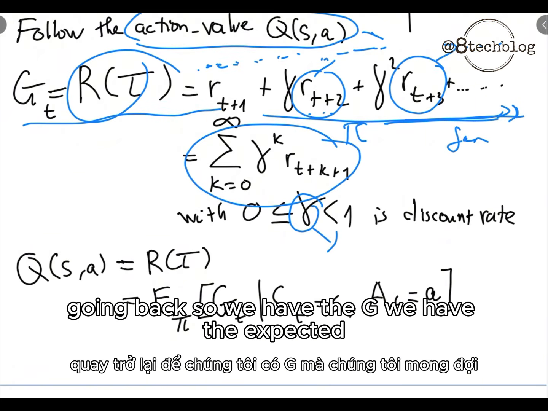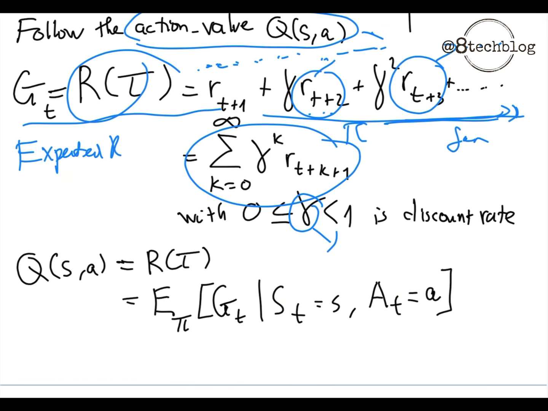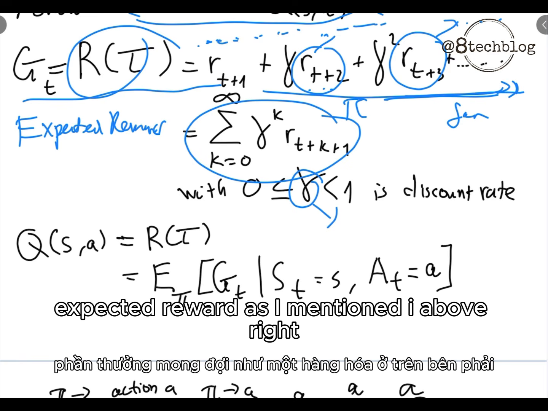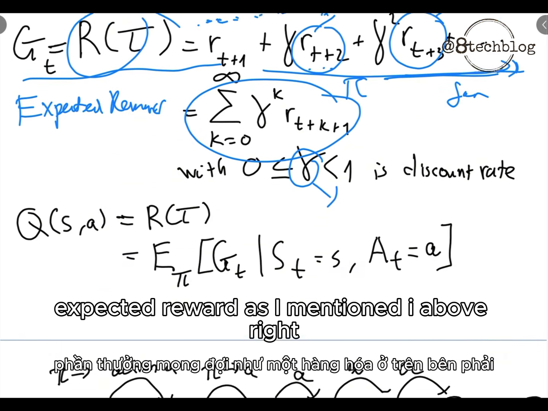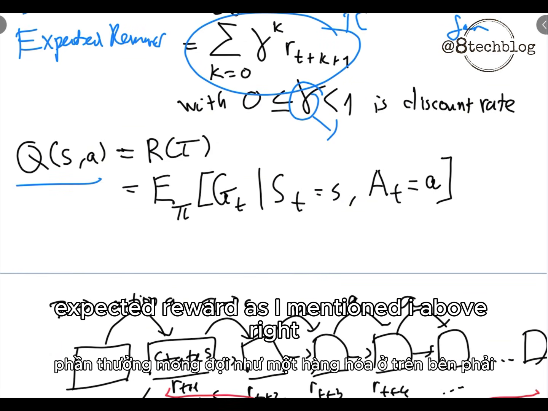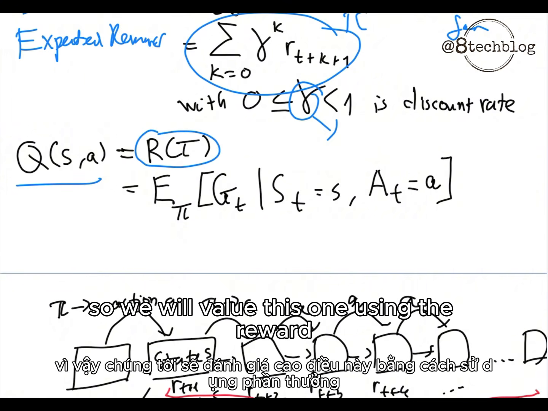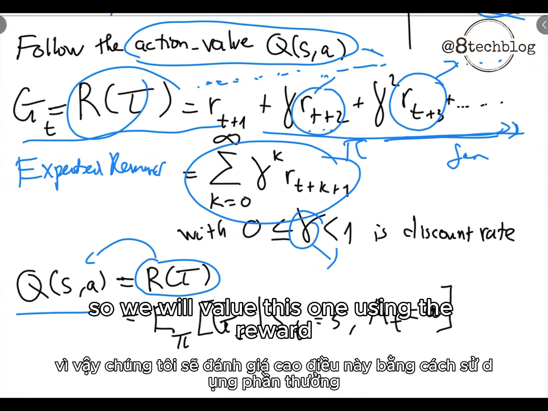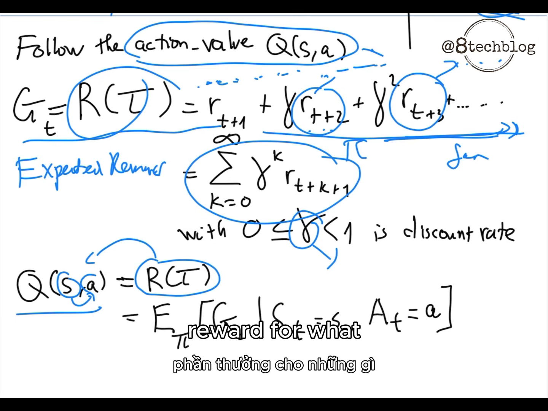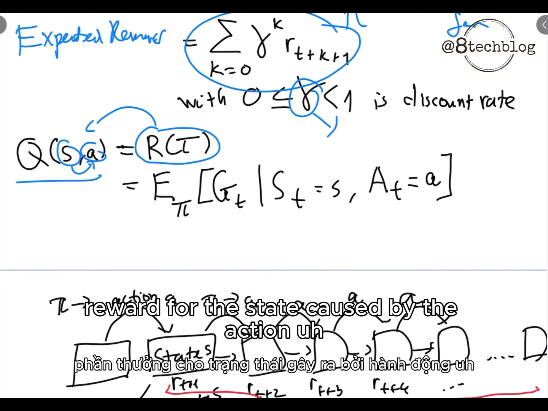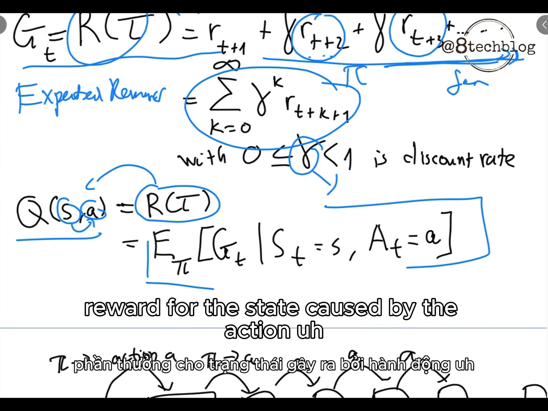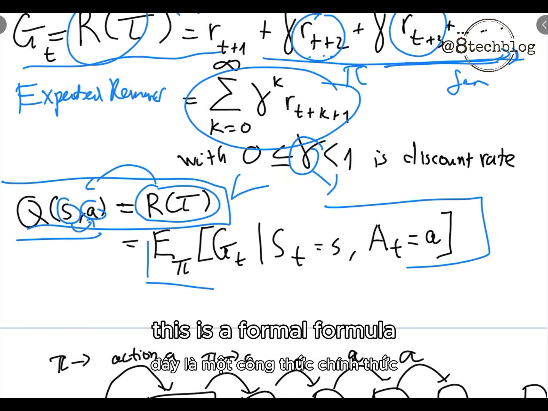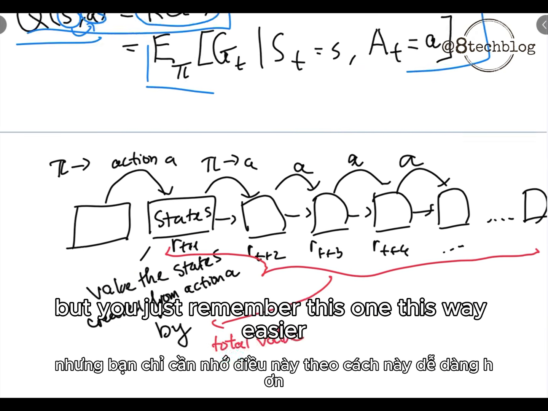Okay, going back, we have the Z, we have the expected reward as I mentioned above, right? So we will value this one using the reward for what? The reward for the state caused by the action. This is the formal formula, but you just remember this one, this is way easier.